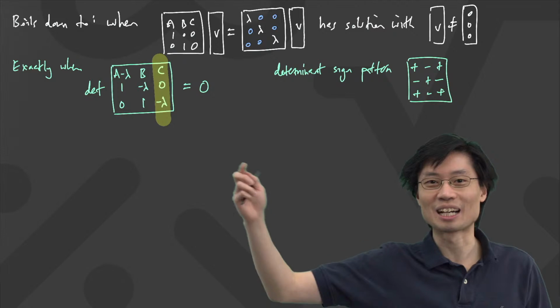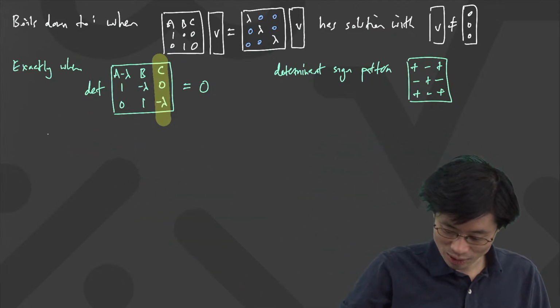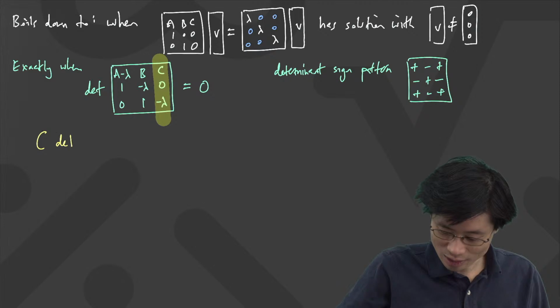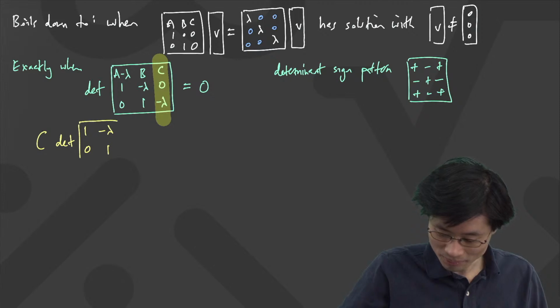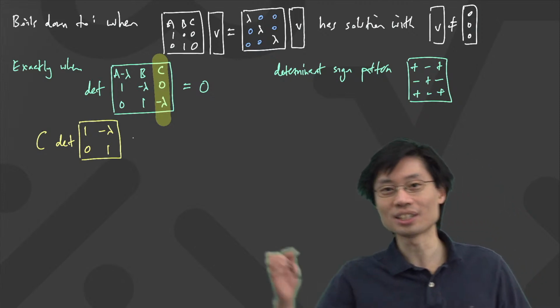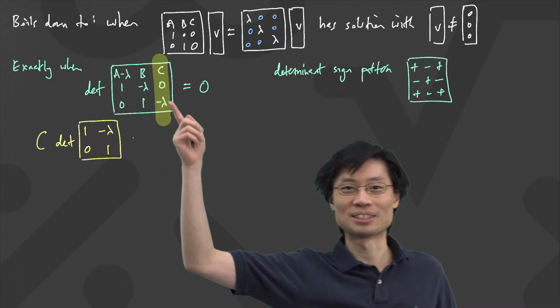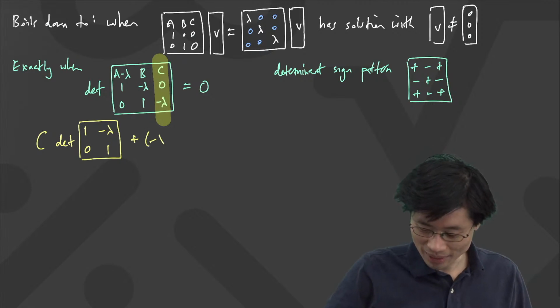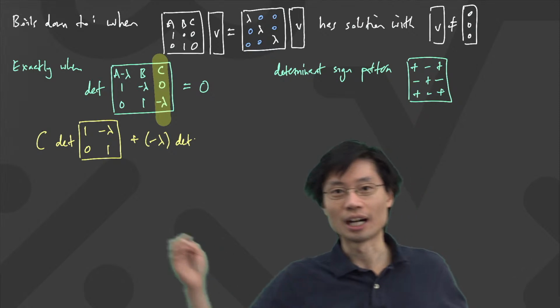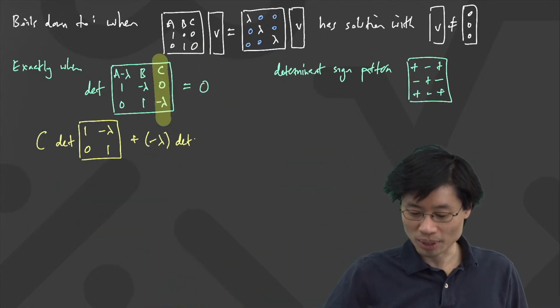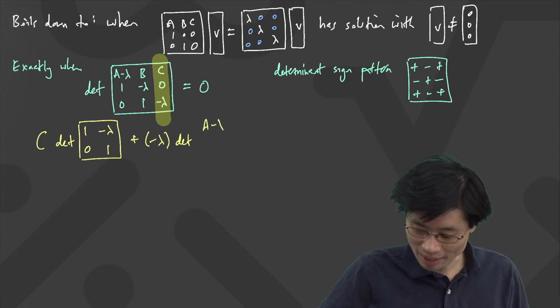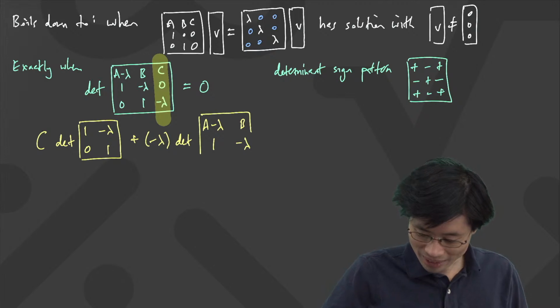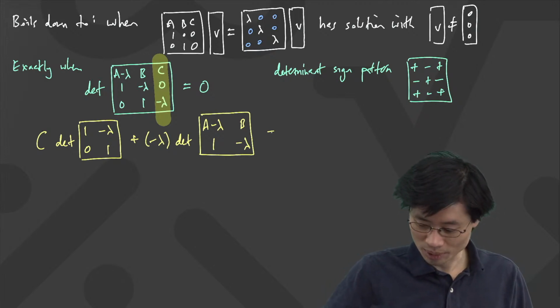So this is going to be C times the determinant of the inside, okay? So this is going to be C times the determinant of 1, negative lambda, 0, 1. And then the 0, I love 0. Forget the 0, it's gone. No more 0. So then we don't worry about that term. And then the last thing is just going to be plus negative lambda times the determinant of, you block off the bottom row, block off the right column, and you get A minus lambda, B, 1, and negative lambda. Whew, what's this? Well, it's supposed to be 0.